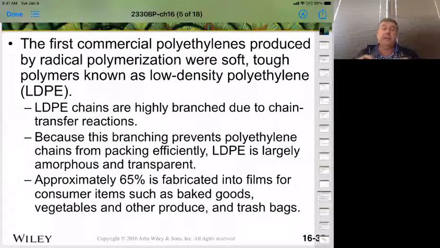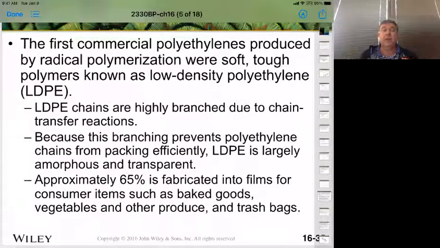And because those branches don't let those chains pack as tightly, it's called low density polyethylene, or LDPE. Okay, so if you ever look at a recycle code, you have low density and you have high density polyethylene. Low density is when you have a lot of branches.